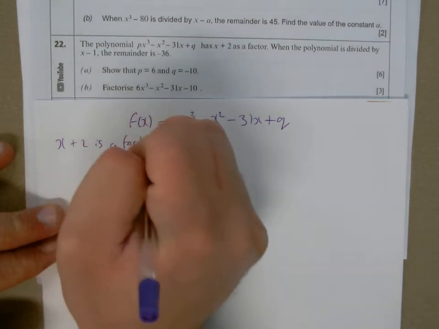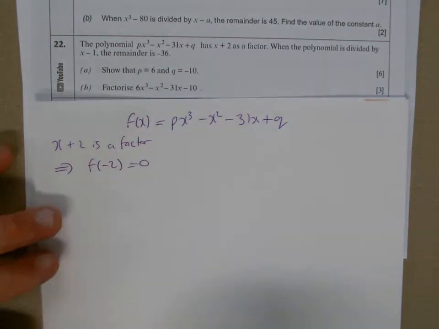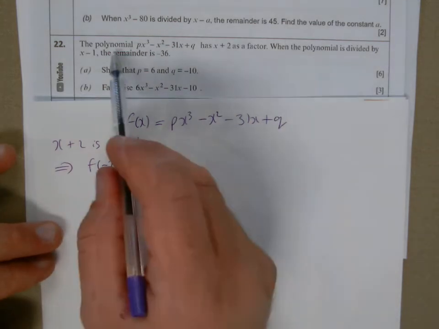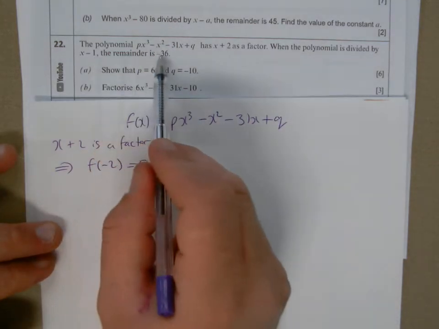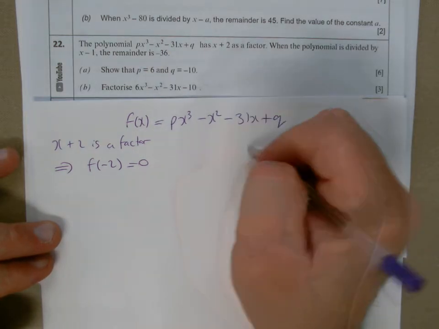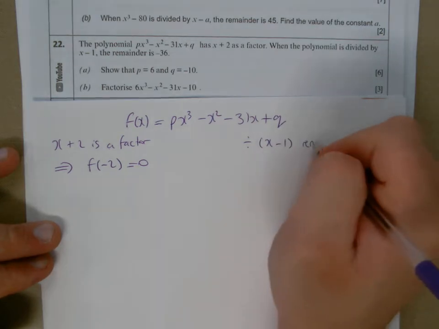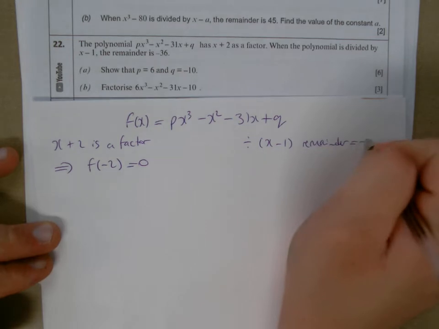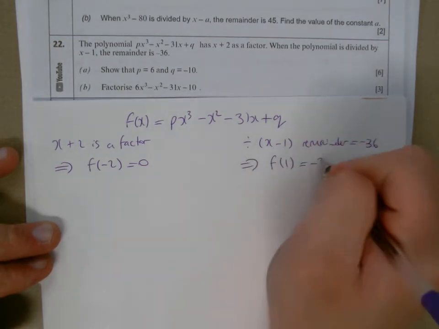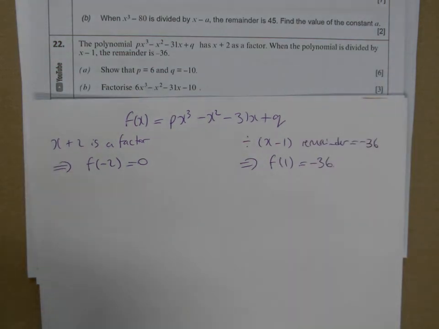then if you think about it, that means f of minus 2 is equal to 0. That's true, isn't it? But also it says when the polynomial is divided by x minus 1, the remainder is minus 36. So f of 1 will be minus 36. Okay, so we've got two situations here that will help us work out p and q.